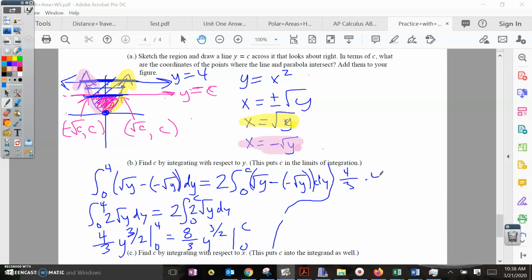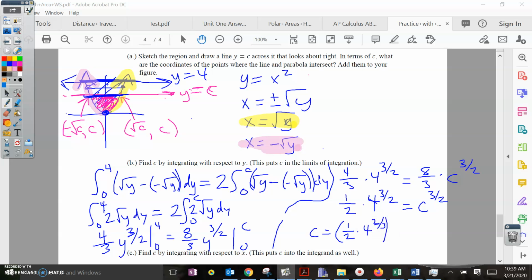4/3 times 4 to the 3/2 is equal to 8/3 times c to the 3/2. Multiplying both sides by 3/8, we end up with c to the 3/2 being 1/2 times 4 to the 3/2. So c is going to be equal to the quantity 1/2 times 4 to the 3/2, all raised to the 2/3.